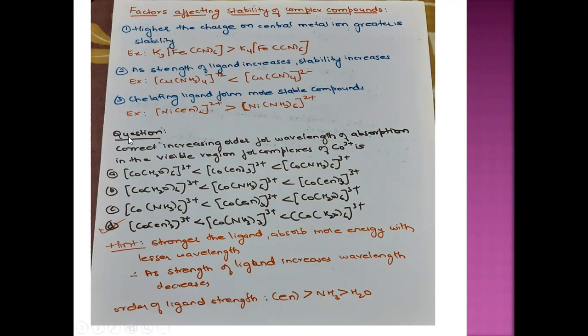Next, chelating ligands form more stable compounds. See the example here, Ni(en)3. En is a diamine. It is a chelating ligand. It will form a cyclic complex, right? Whereas amine is monodentate. It does not form chelating ligands. Okay, it does not form cyclic complexes.